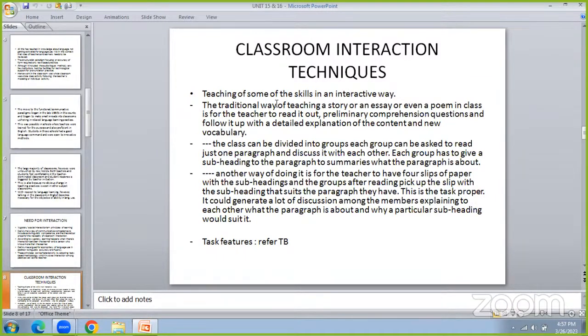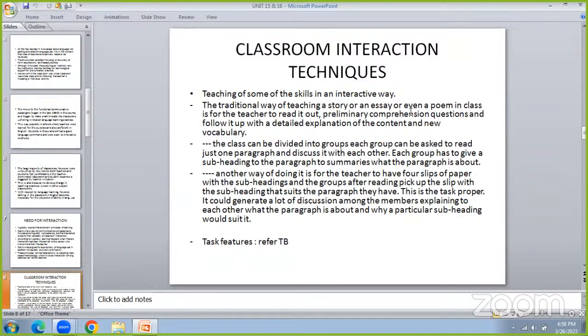And then classroom interaction techniques. Now moving on to that. Now what we have to understand is classroom interaction techniques. Now I'll tell you guys, a small factual paragraph is given about the coral reef in our textbook. The students would read the paragraph, there are 4 paragraphs, and then the techniques. What is the traditional way of teaching? This one is the traditional way of teaching.